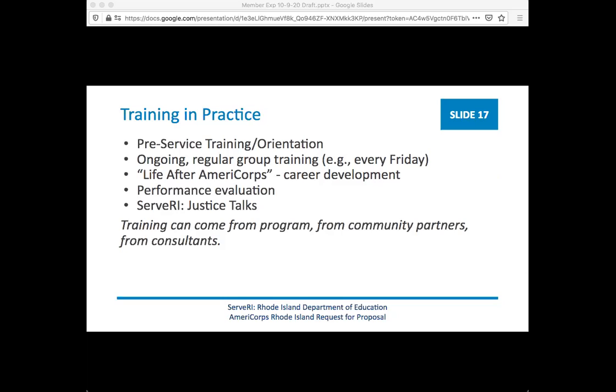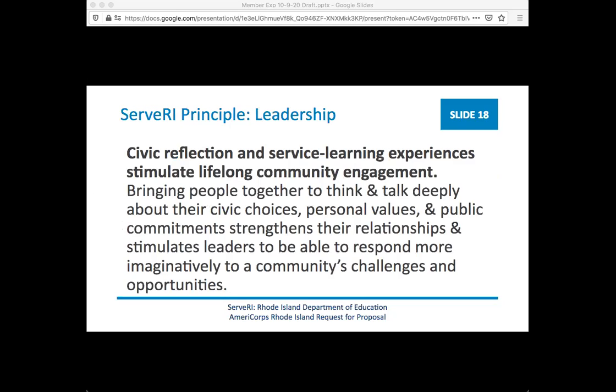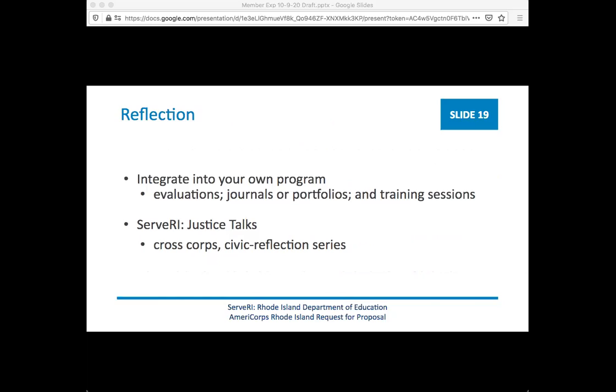So we talked a little bit about reflection, and I'm going to use this to lead into another one of those guiding principles of Serve Rhode Island, ServeRI, from the state plan. And that's the importance of civic reflection and service learning. We firmly believe that an important value of the AmeriCorps member experience is that these people will be lifelong, more engaged, more deeply committed to their communities, and we want to support that. So we ask you to integrate that into your program.